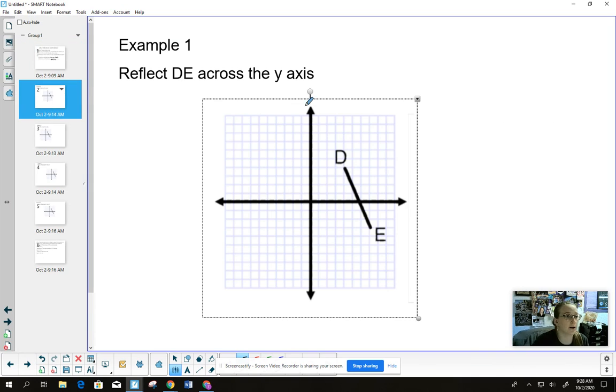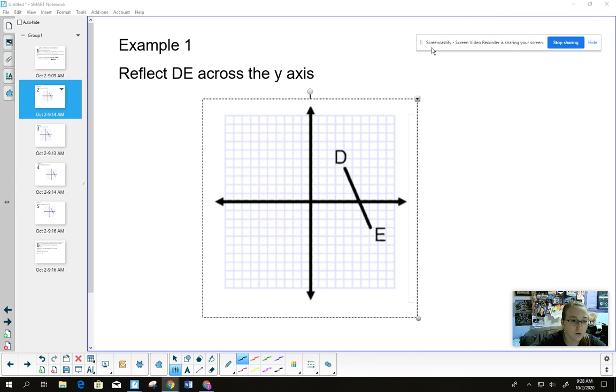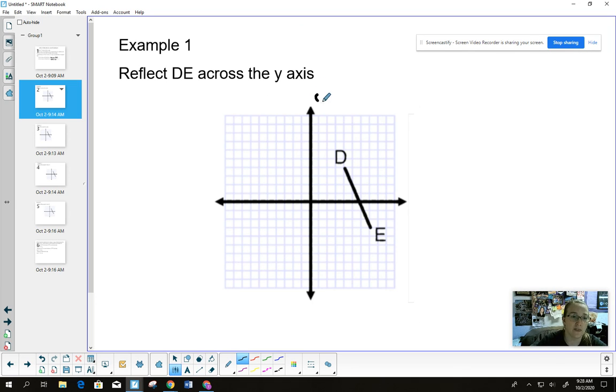Okay, so let's look at our first example here. So this is once again example 1 in your pink packet for 5.2. So we want to reflect DE over the y-axis. So to start with, the y-axis, is that the vertical line or the horizontal line? That is the vertical line. The y-axis is vertical. Remember, y equals a number is horizontal. And this is not y equals a number. This is just the y-axis. So what that means is this is our mirror.